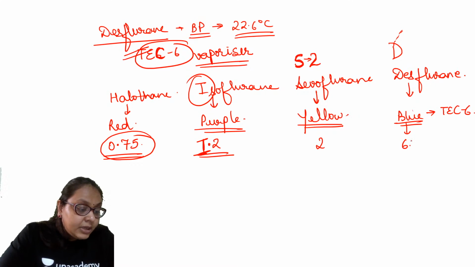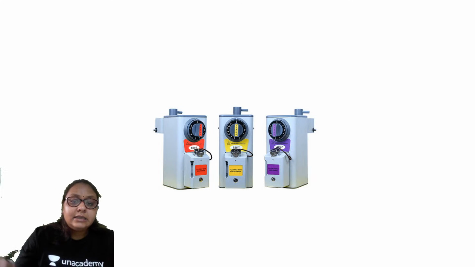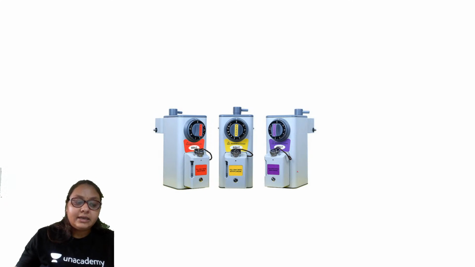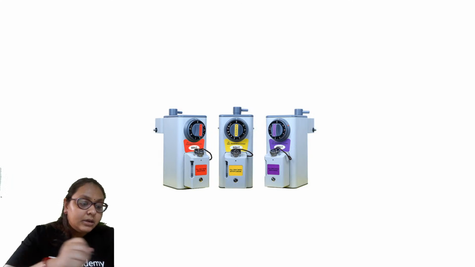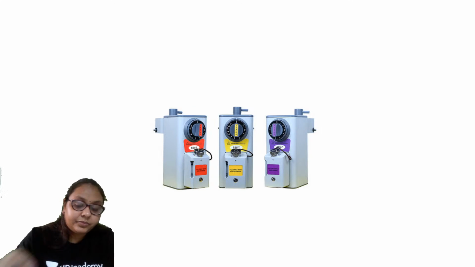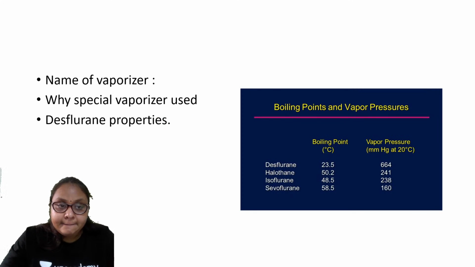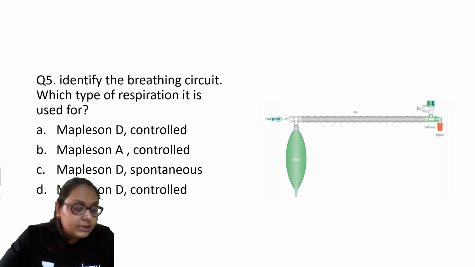Is it clear? Dr. Kunal, is it clear? So these are the different vaporizers for different inhalational agents. So red color is for halothane, yellow color is for Sevo, and purple color is for ISO. Is it clear? Can I move to the next question?